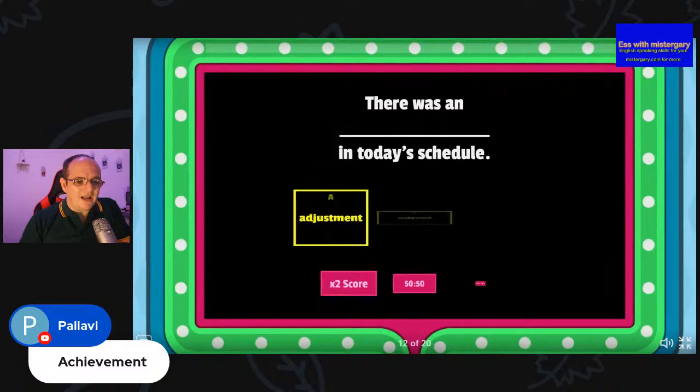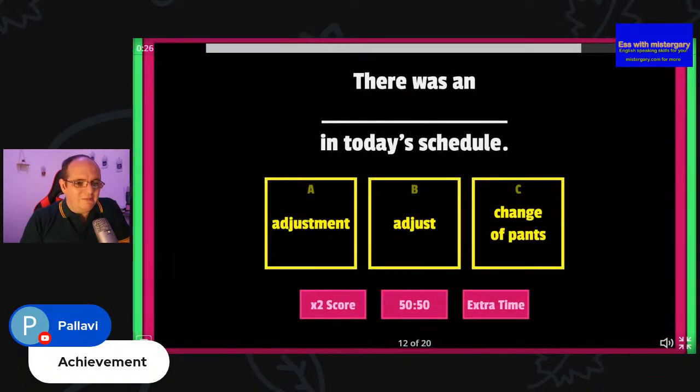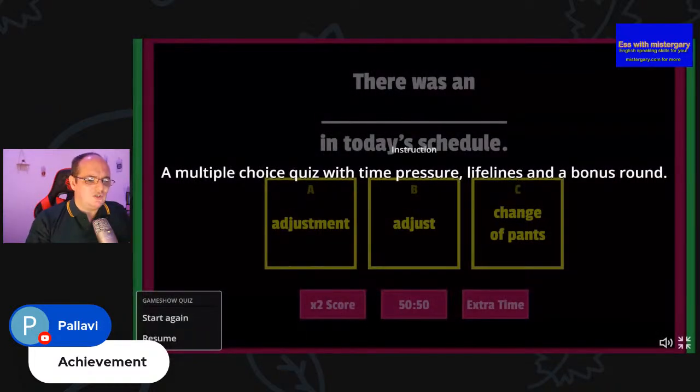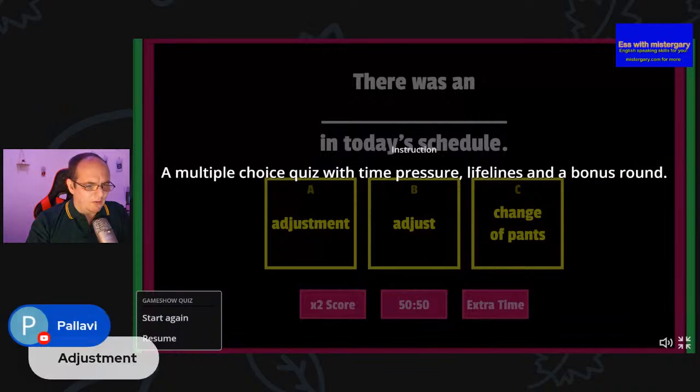With regards to one of these questions, remind me later and I'll play a clip for you. There was an adjustment in today's schedule, or schedule, depending on how you want to pronounce it. Adjustment. Correct. It means a change, doesn't it? A change to something. I think you're correct there. And Pallavi also says adjustment too. So well done, the pair of you. Good job.